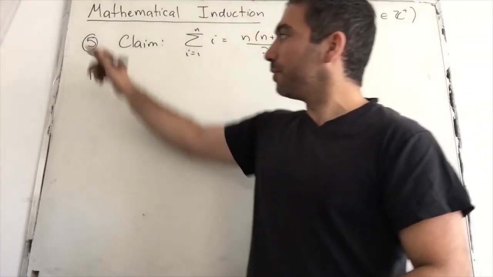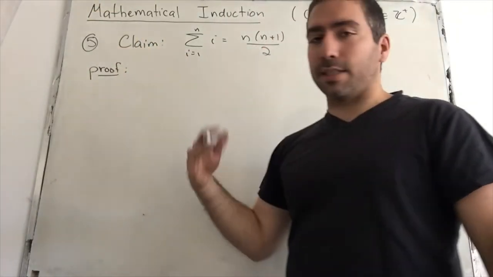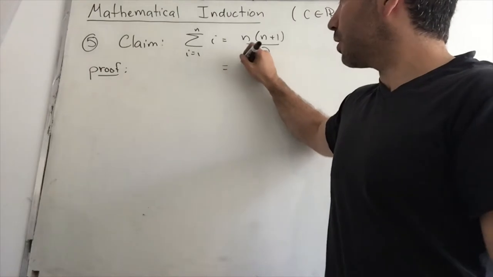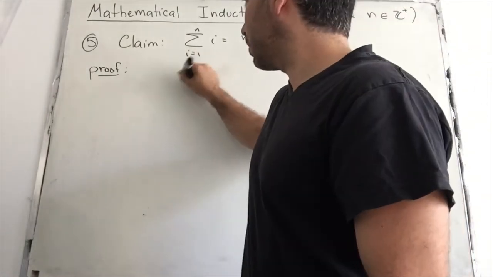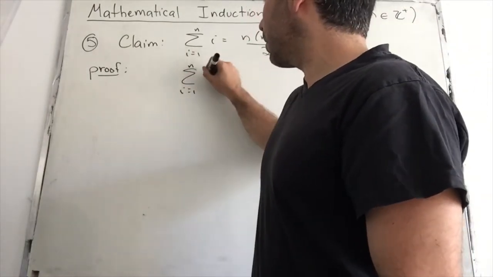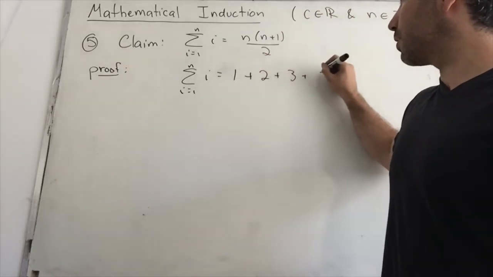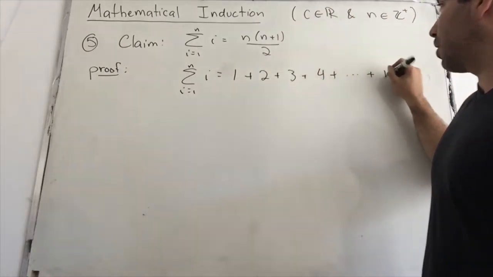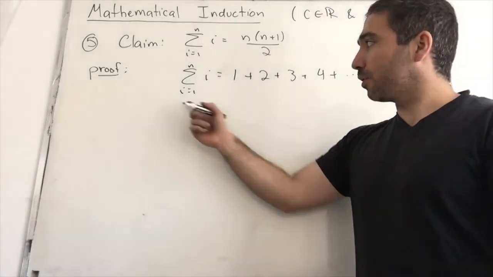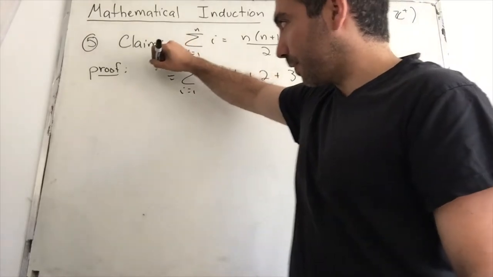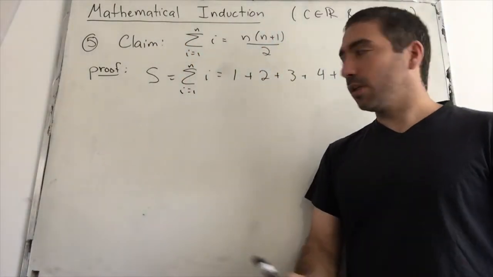Now the way we prove it is slightly different, but it's the same concept. So what we do is we rewrite this summation, sum from i equals 1 to n of i, as 1 plus 2 plus 3 plus 4 plus dot dot dot all the way to the last term, which is n. We're just expanding it out. And we're going to call this summation S, capital S. Okay, so let's write out S.